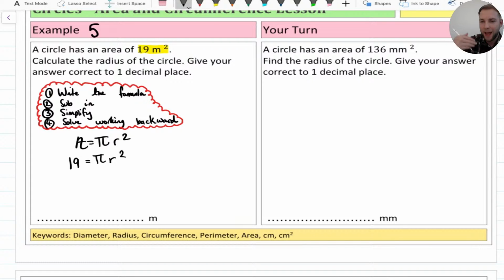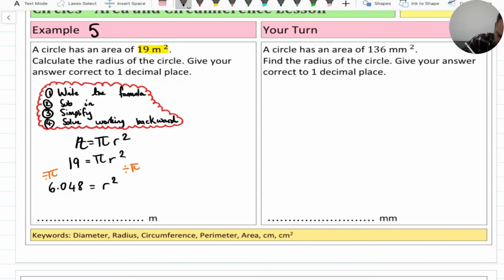So to do that, we need to work backwards. Now we need to get rid of that pi before we get rid of that squared. And the reason for that is because if I was doing this forward, you'd need to square first and then times by pi. So the first thing I need to do is to divide both sides by pi. So divide by pi, divide by pi. So on your calculator, 19 divided by shift pi is equal to 6.048 is equal to the radius squared.